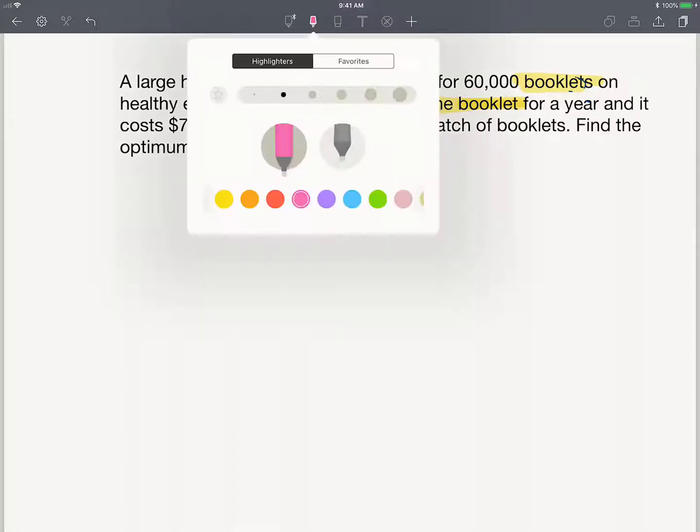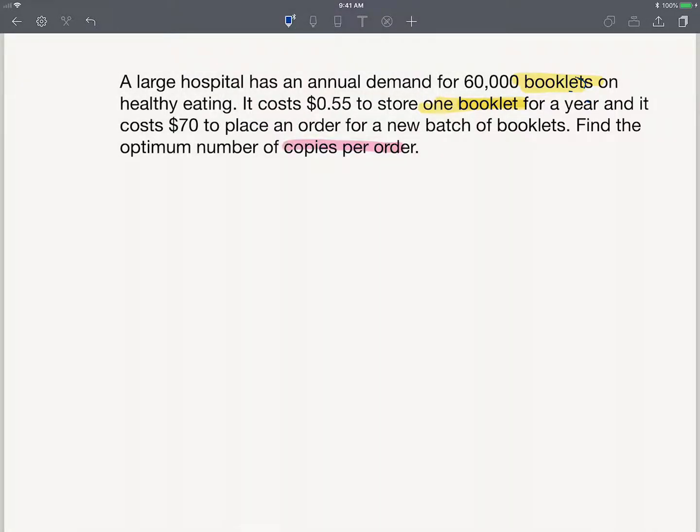Okay, so the function I'm going to create is going to be the cost function. But I'm not going to work in terms of the number of booklets. I'm going to work it out by n. I'm going to call n my variable. It is going to be the number of batches, the number of orders I'm going to place, because that's how I can order this. Number of orders in a year for books. Okay, so that means, because it costs $70 to place an order, right? This is something that's important.